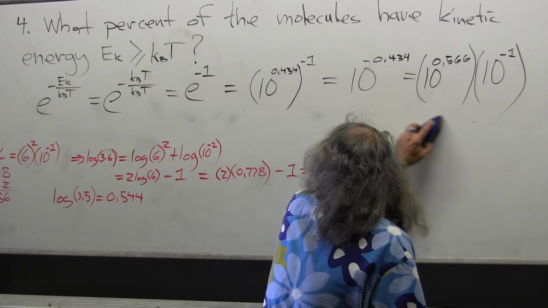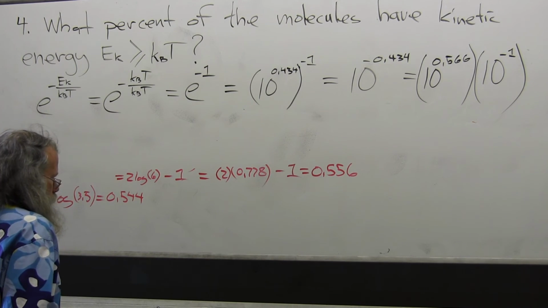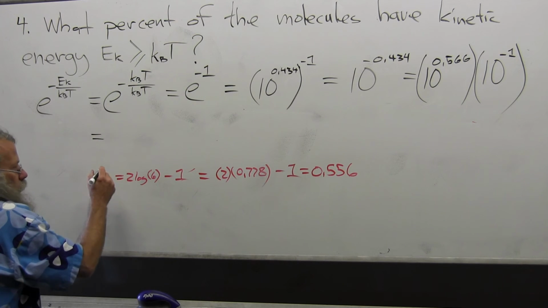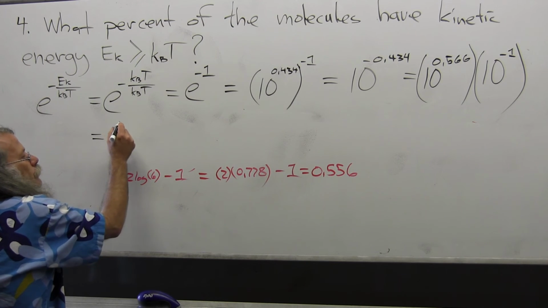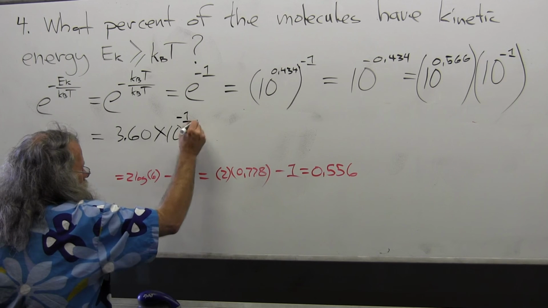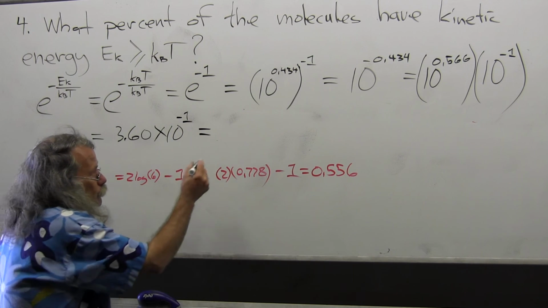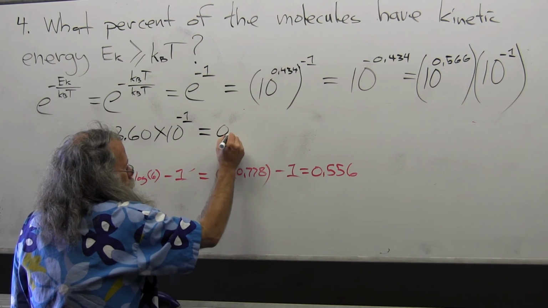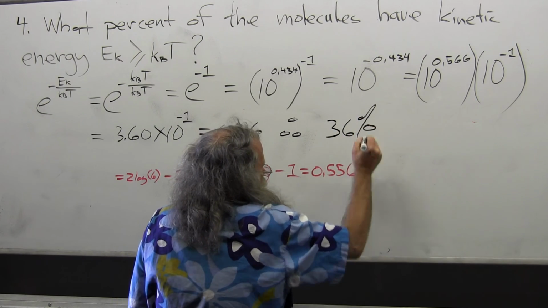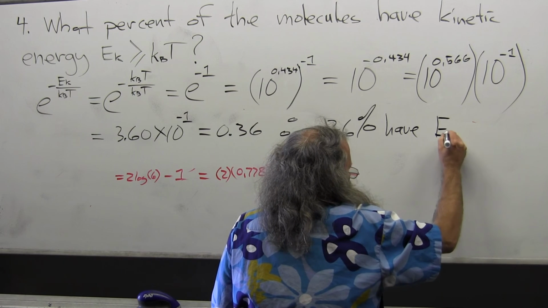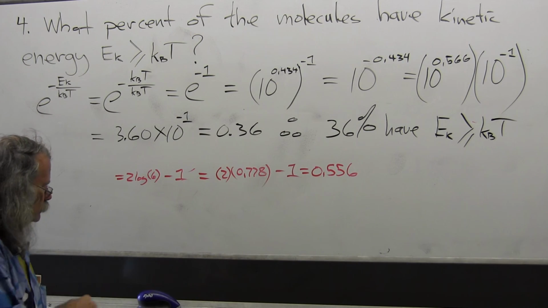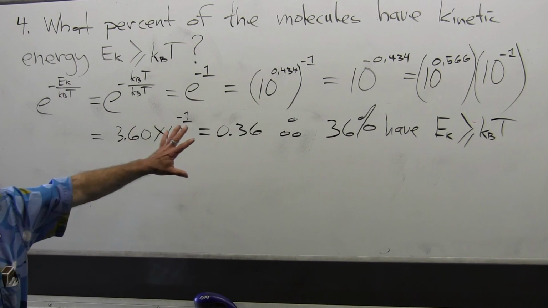And so I can erase this. I'm going to leave this up for just a second. This turns out to be equal to 3.6 times 10 to the minus 1, which is equal to 0.36, and therefore 36%. We've now answered the question. I can erase my scratch paper. This is what you would put on the board.